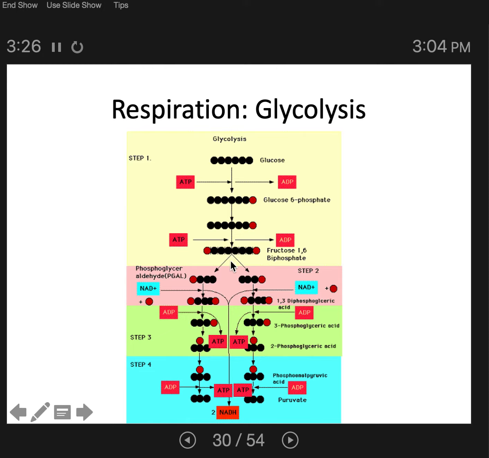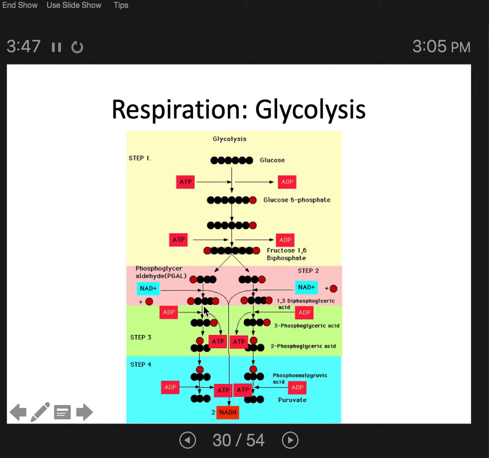So here it's broken in half into 2 different 3-carbon molecules. Just like energy, matter is not created or destroyed. You have the same elements starting as you have finishing. They're just in a different pattern or a different form. So you have 6 carbons here. You break them in half into 2 different 3-carbon molecules. 2 times 3 is 6. So you still have 6 carbons total.